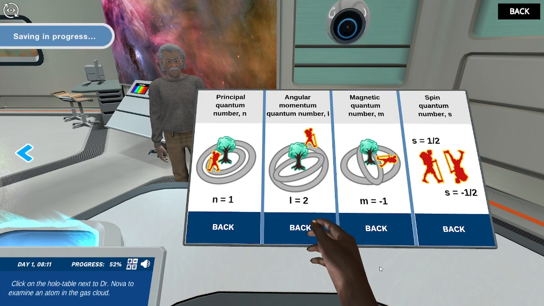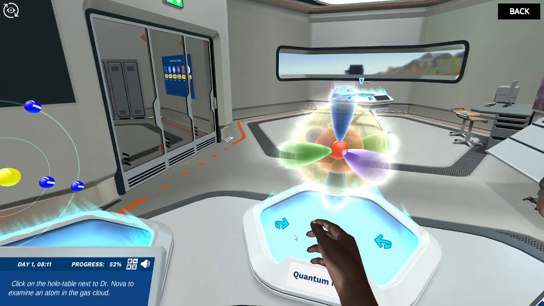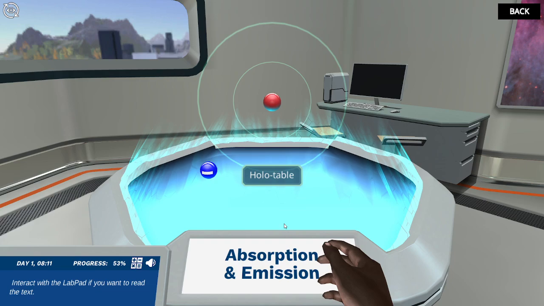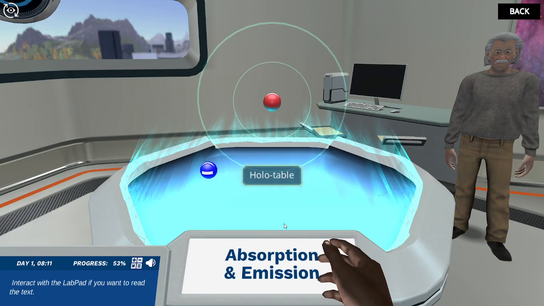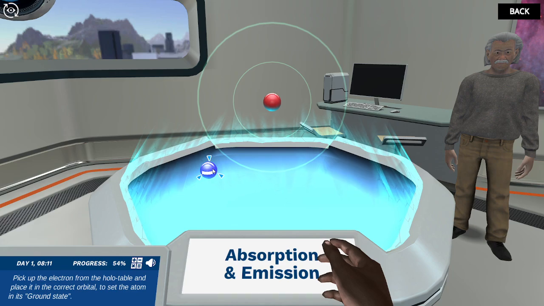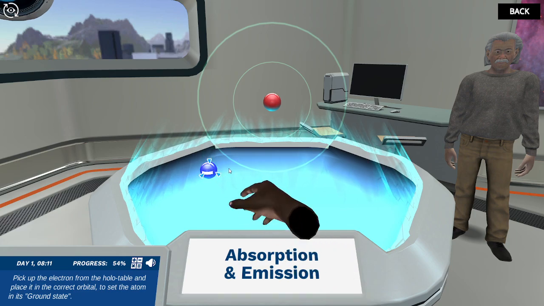Click on the hollow table next to Dr. Nova to examine an atom in the gas cloud. Okay, first off, let's load this up. Pick up the electron from the hollow table and place it so the atom is in its ground state, the lowest energy level and the closest to the nucleus. Pick up the electron from the hollow table and place it in the correct orbital, to set the atom in its ground state.